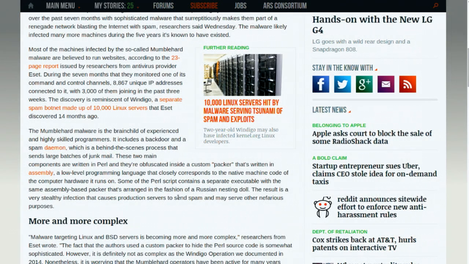They say malware targeting Linux and BSD servers is becoming more and more complex. The fact that the authors used a custom packer written in assembly to hide their Perl source code is somewhat sophisticated. However, it is definitely not as complex as the Windigo operation that we talked about last year. They say, nonetheless, it is worrying that the Mumblehard operators were active for so many years without any disruption. Right? No one even knew they were doing this for years.